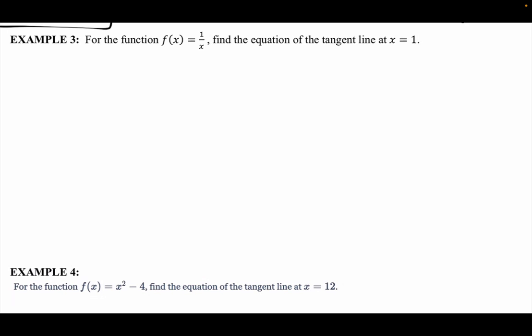So what we're going to do is the exact same thing we did earlier today. We're going to do this tomorrow. We're going to find the derivative. Once we find the derivative, we're going to plug in 1. That'll give us the slope. And then we're going to use one of those guys to find the equation. Okay? That's what we're going to do. We'll do example 3 and 4 tomorrow.